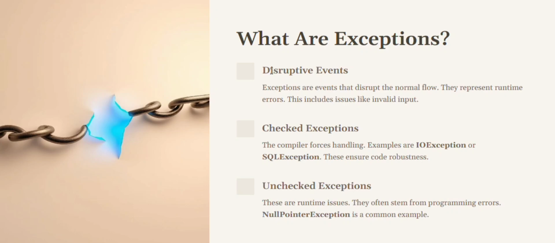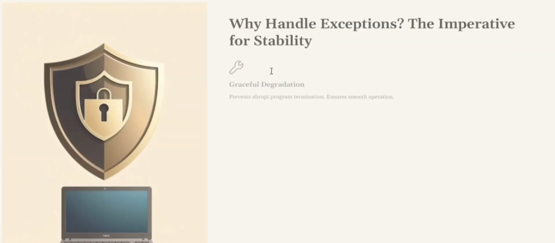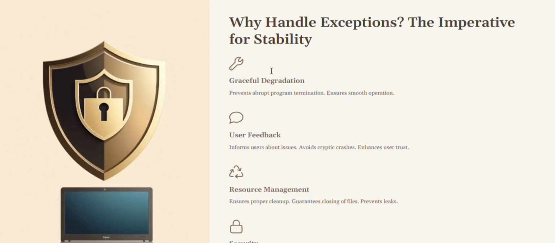Now we'll see why we handle exceptions and the imperative for stability. So why should we handle exceptions? First is graceful degradation. It prevents abnormal program termination and ensures smooth operation. So we won't get any dead end or too many errors while executing. Second, user feedback informs the user about the issues, avoids cryptic crashes, and enhances user trust. And resource management ensures proper cleanup, guarantees closing of files, and prevents leaks.